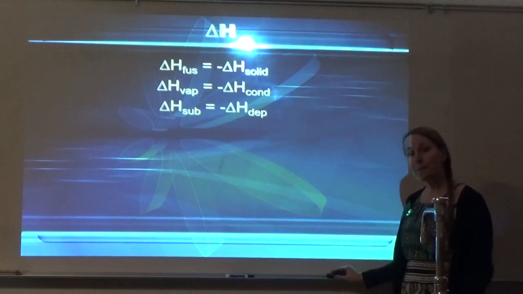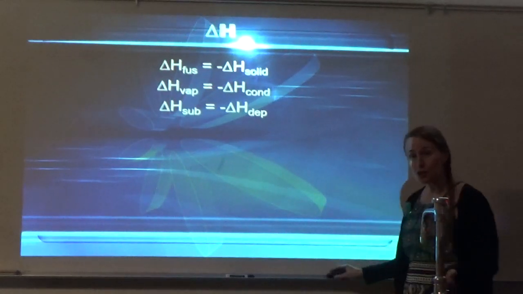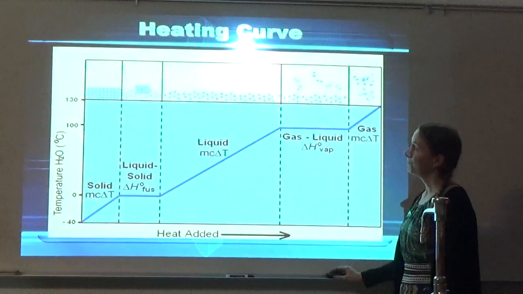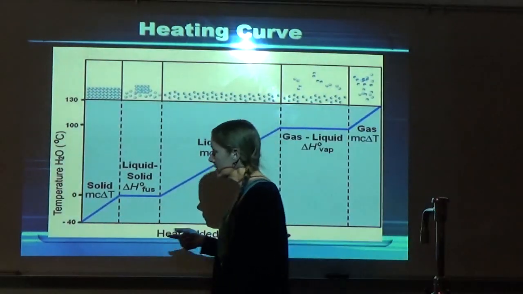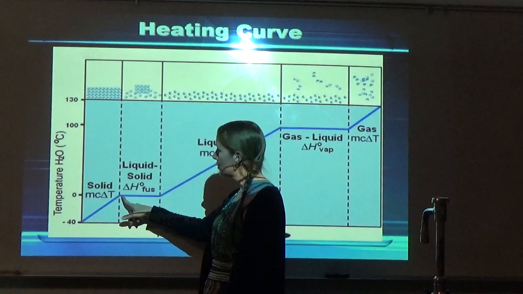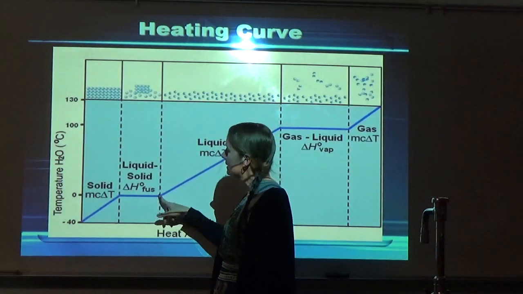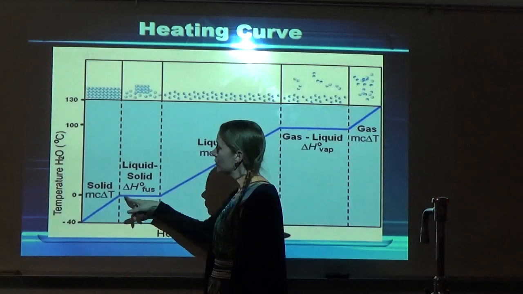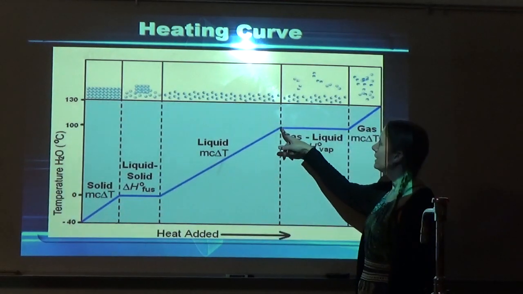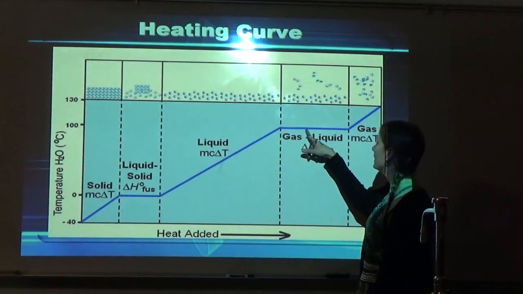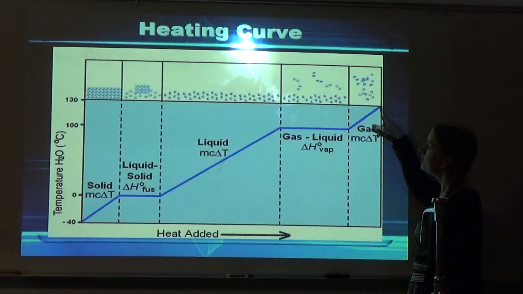So if they're opposite processes, then they have the same value, but they're opposite in sign. Remember, we talked about our heating curve for water in honors. Here we have solid. Once you hit 0, it melts into a liquid. It stays at the same temperature during the melting process, and then it becomes a liquid, and we heat it, and once it hits 100, it becomes a gas. It stays at the same temperature during the gas, and then we can heat it further.